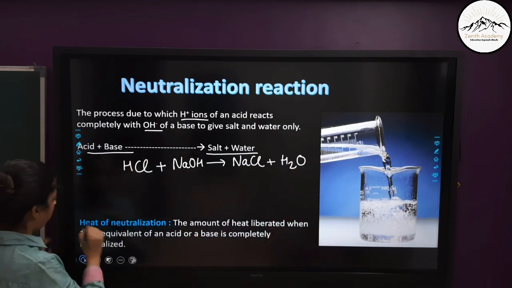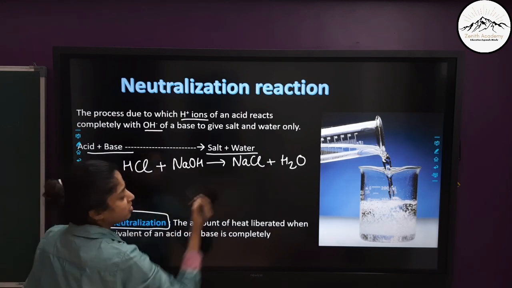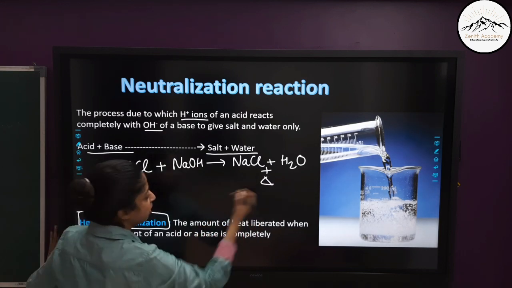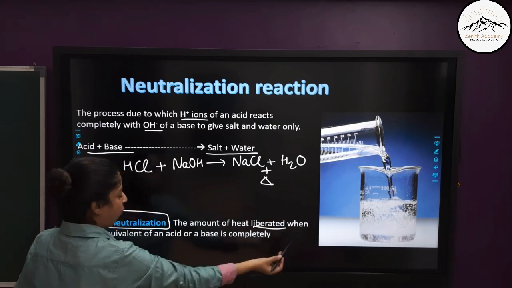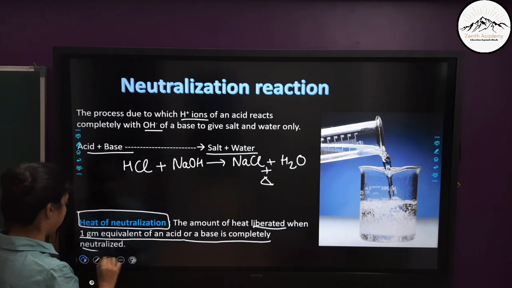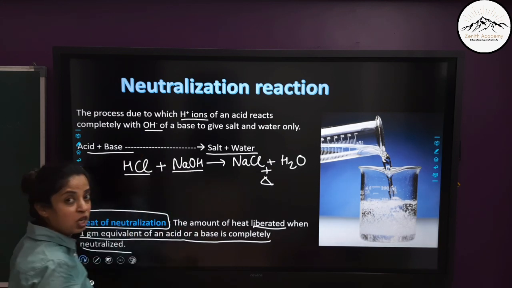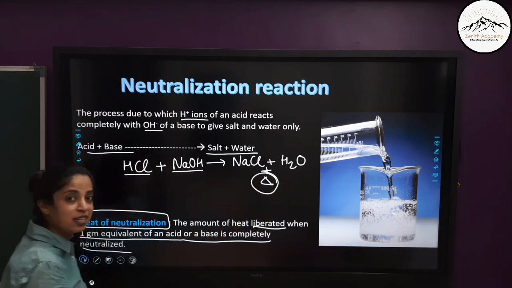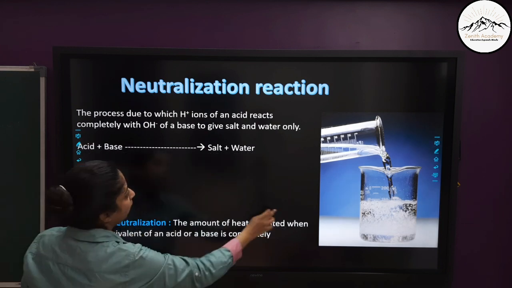So here one more important term that we should know is heat of neutralization. Whenever a neutralization reaction takes place, there is also heat generated. Triangle denotes heat. So the amount of heat liberated when 1 gram equivalent of an acid or a base is completely neutralized. So if 1 gram equivalent of HCl or 1 gram equivalent of NaOH completely neutralizes, at that time the amount of heat energy that is liberated is known as heat of neutralization. So you should know this.